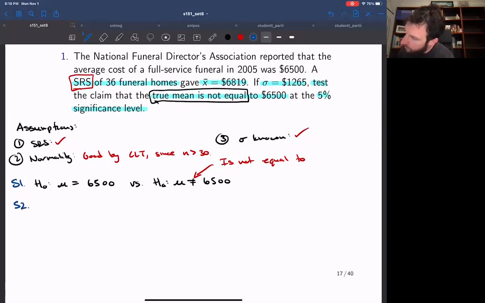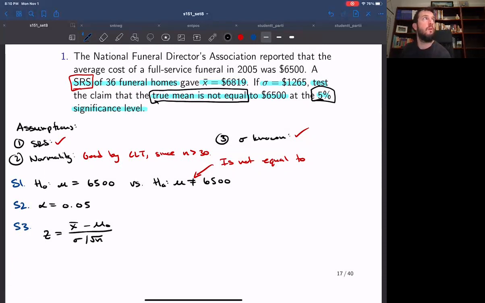On step 2, we declare the significance level. We're told to test at the 5% significance level. So alpha is 0.05. Okay, on step 3, we compute our test statistic. So since sigma is known, we're going to have X bar minus mu 0 divided by sigma over the square root of n. So this is going to be 6,819 minus 6,500 divided by 1,265 divided by the square root of 36, which is 1.51.